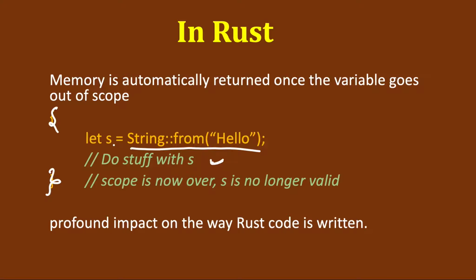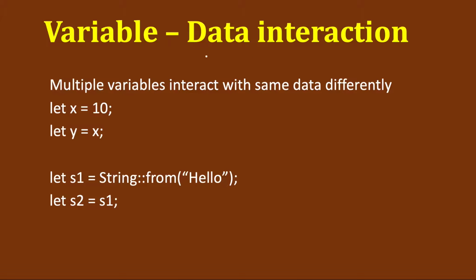But it will become obvious when you see more complex situations where some memory is allocated in the heap and there are multiple variables that are trying to access that memory. So let's see some of those complex situations. We will see the interaction between variables and data. With the same kind of data, there may be different types of interaction between variables of different types.